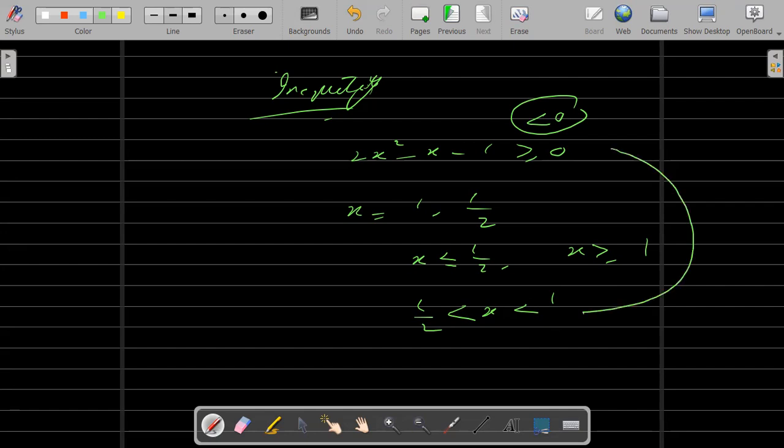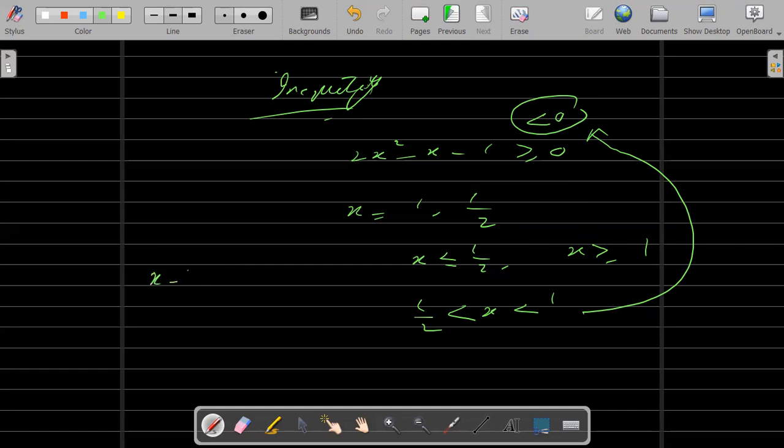If less than sign is there and equal sign is not there, I did not write it. If equal sign is there, you will write the equal sign here also and here also. And if greater than sign is there, then you have to write two inequalities: x less than the smaller value, x greater than the bigger value, right? So this is the possibility.